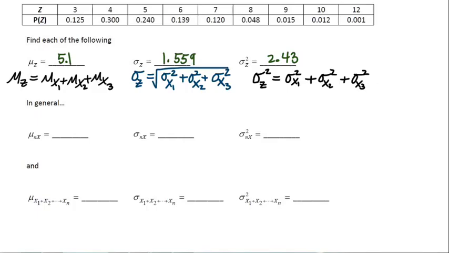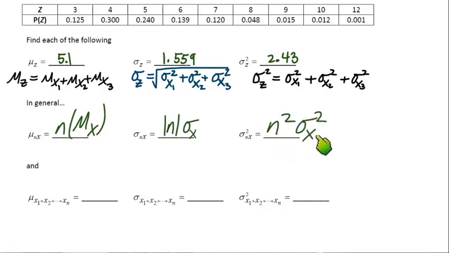Okay, so looking at all those different cases and all these examples, can we come up with some general rules? So if we have the mean of not just x, but n times x, so we multiply a number times x, our random variable, our new mean will just be n times whatever the mean of x is. Our new standard deviation, which we did in the last notes also, would be the absolute value of n times whatever the standard deviation of x was. And then our new variance, which we did a bunch of in these notes, would be not n times the variance, but n squared times the variance of x.